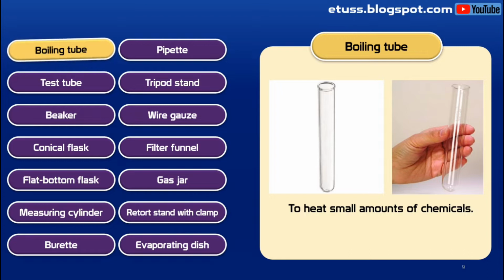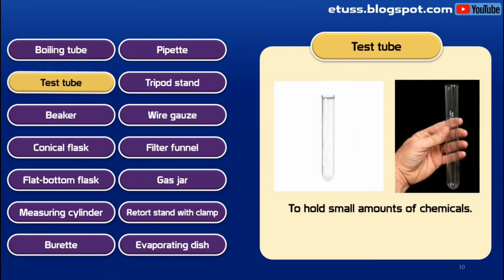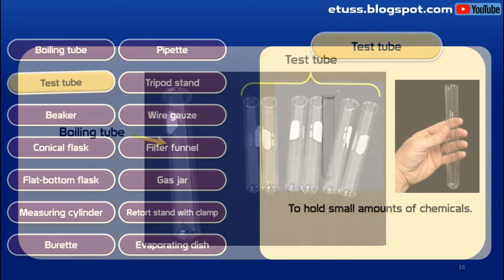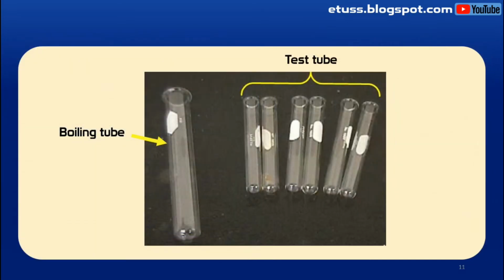First, boiling tube. Boiling tubes are used to hold small amount of chemicals and to heat them. Next is test tube. Test tubes are used to hold small amounts of chemical. Test tube and boiling tube are different even though they look the same. The boiling tube has a larger size than the test tube. In addition, the wall of the boiling tube is thicker, making it suitable to use for chemical heating purpose.